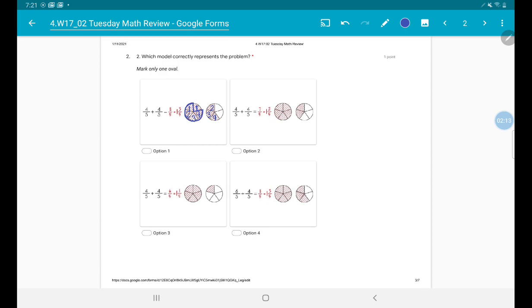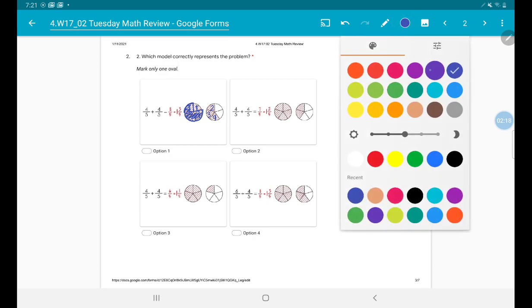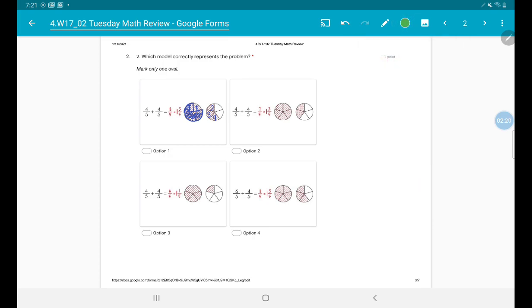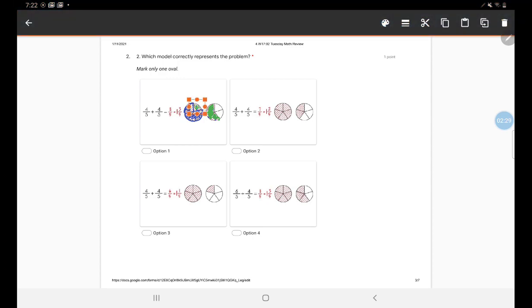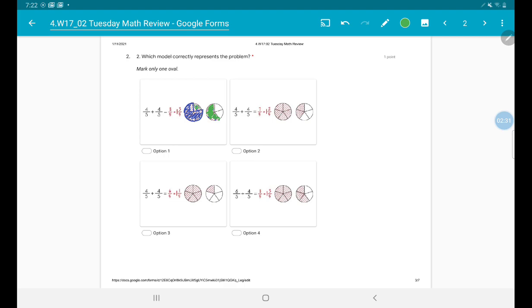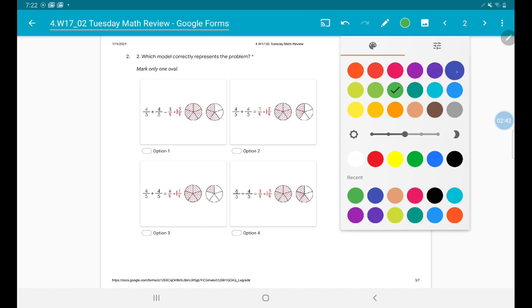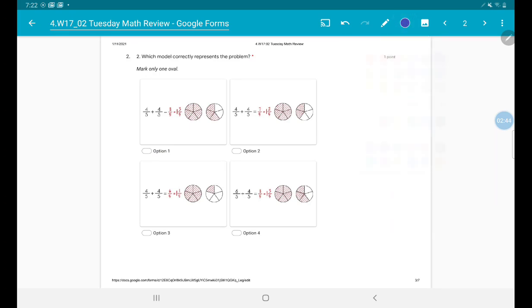I've added, here's 4/5 right here. And then I'm going to switch colors so you can see it better. Here's another 1, 2, 3, 4/5. So we can see by that 4/5 plus 4/5 has been shaded. So let's look and see if that's 8/5. I'm going to take away what I colored here, switch back to blue. It's a little darker and easier to see.